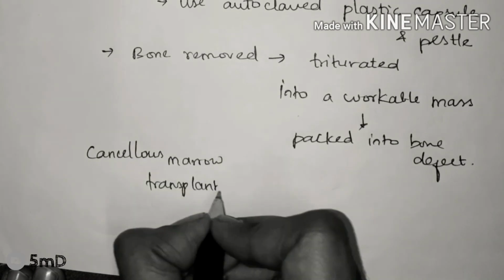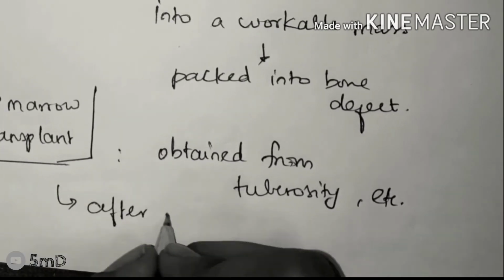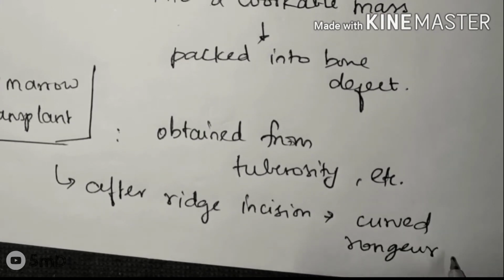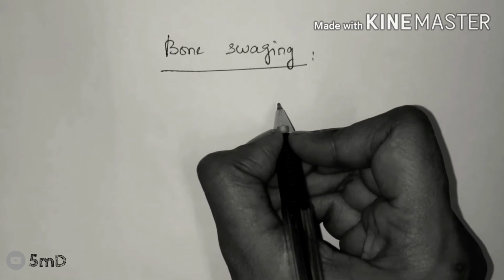The next method is the cancellous bone marrow transplant. It is obtained from the maxillary tuberosity and healing sockets, and also from the edentulous ridges. Abundant cancellous bone is obtained from this technique. After reflecting the flap, bone is removed with curved rongeurs.